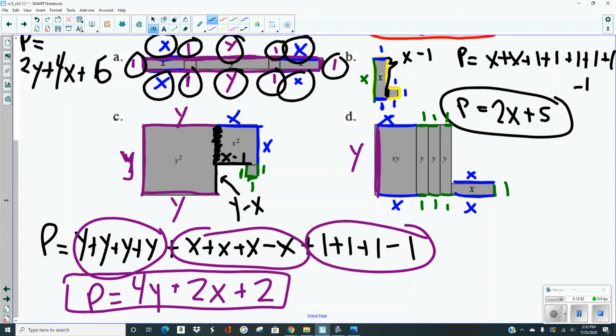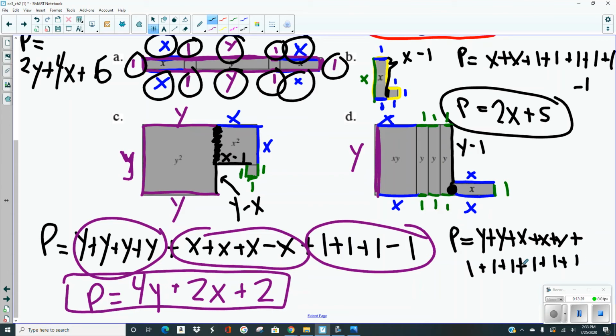Okay, so now the only piece left is this part here, which is not a full Y, but it's Y minus this part that represents part of the inside. So that's actually 1, so it's Y minus 1. So now for the perimeter, I'm going to put my Y's together, then my X's, and then all my 1's. I have 1, 2, 3, 6, 7 minus that 1.